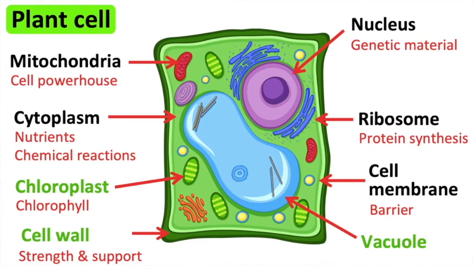Now we have learned the basic structure of plant cells. It's important to remember that not all plant cells look the same. The reason for this is because plant cells are specialized for their functions.